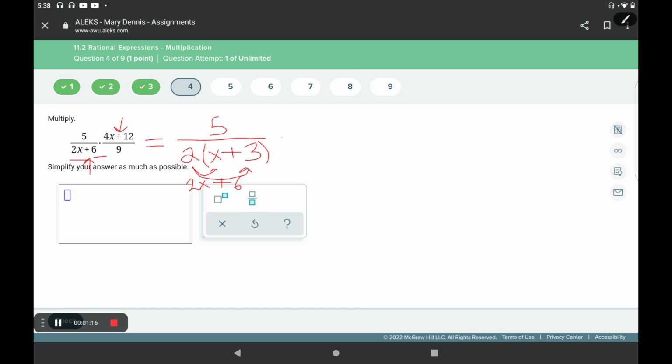And then that whole thing is multiplied by another fraction. I'm going to factor a 4 out of that top one. 4x divided by 4 is just x, and 12 divided by 4 is 3, so I'll have x plus 3 there. And then I have a 9 on bottom that I haven't done anything with yet. Now I can start canceling things out. I have an x plus 3 on top and an x plus 3 on bottom. Since the parentheses look the exact same inside, I can cross out that whole parentheses.